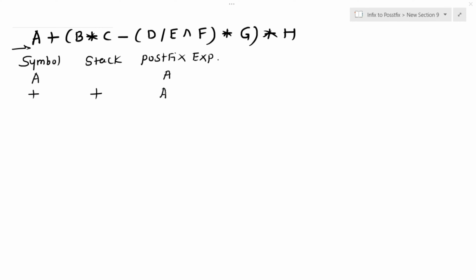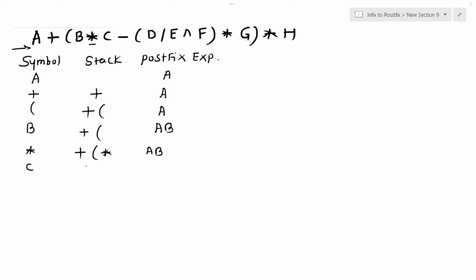Here is A. Then comes the left parenthesis. Left parenthesis is an operator, so it goes into the stack. Here is A. The next one is B. B is an operand, so it goes into the postfix expression, and here we have plus and left parenthesis. Now the next symbol is multiplication. So in our stack there is a plus, left parenthesis and multiplication, and here is AB.